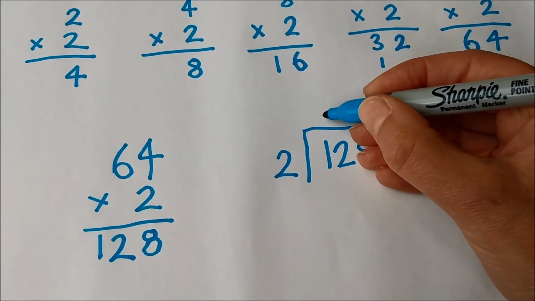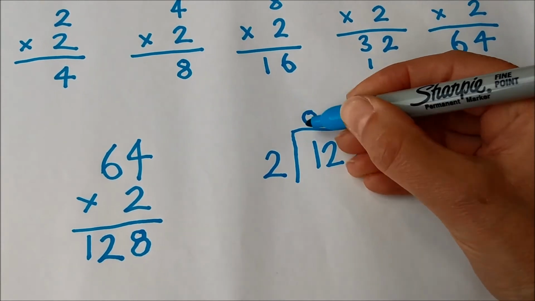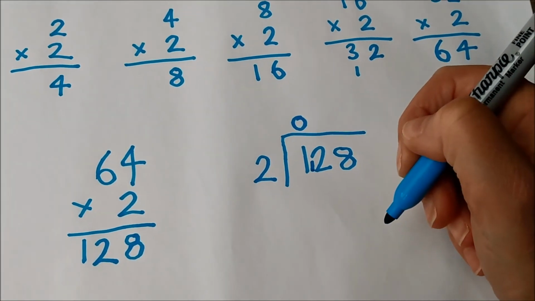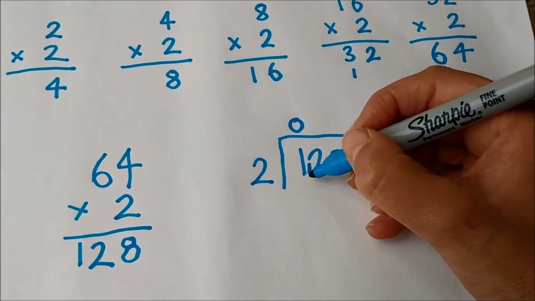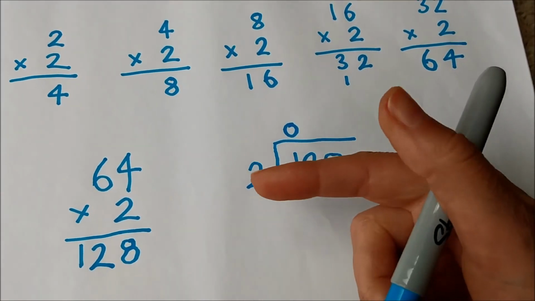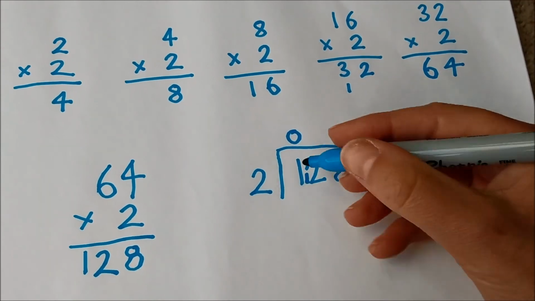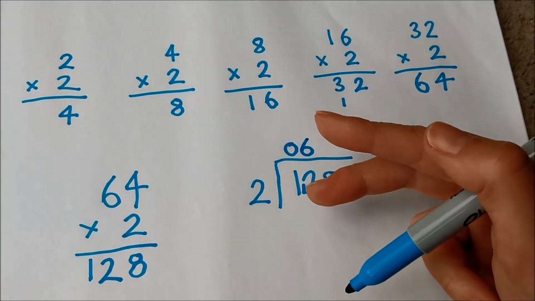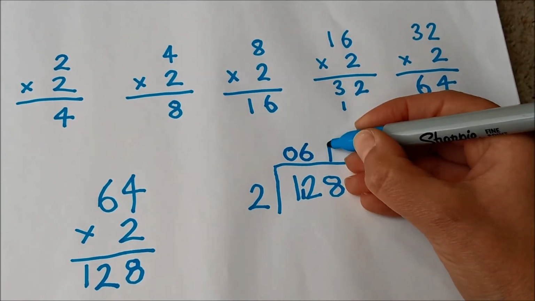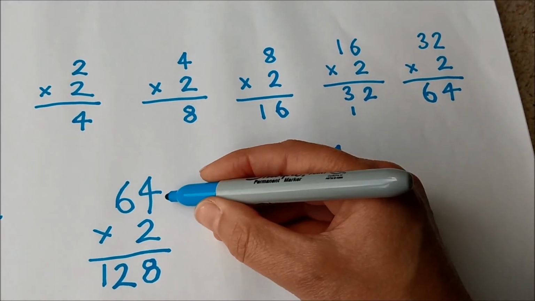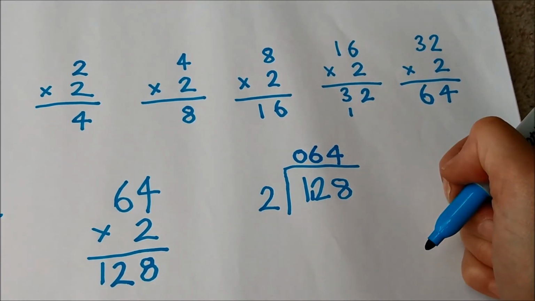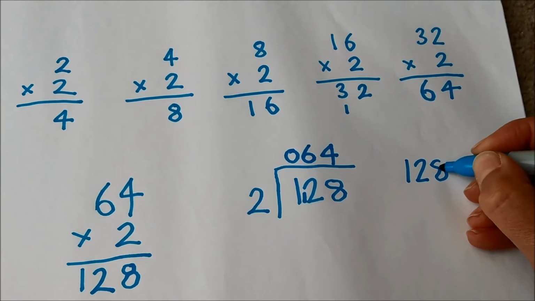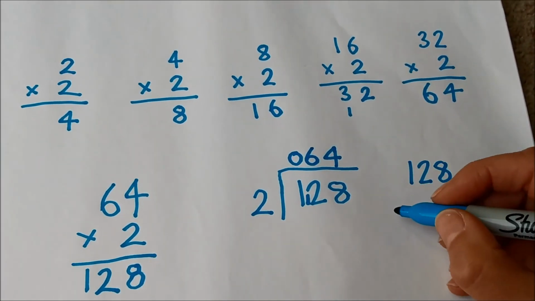2 into 1 doesn't go. No groups of 2 in the number 1. But we carry that 1 because no number should be left behind. Now we've got 2s into 12. 2, 4, 6, 8, 10, 12. 6 groups. 2s into 8. 2, 4, 6, 8. 4 groups. Number 64, which is what we started with. So we know this calculation is right. Now we're going to 128 multiplied by 2, because we had 128 in our last answer.